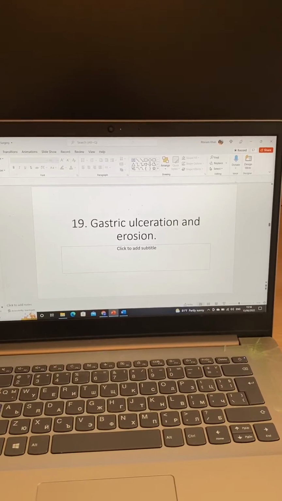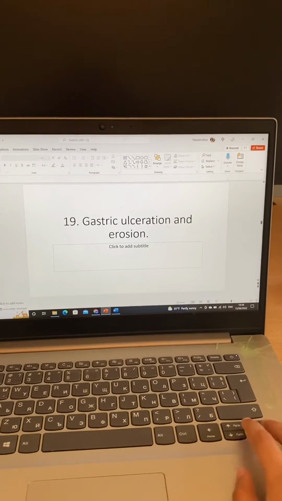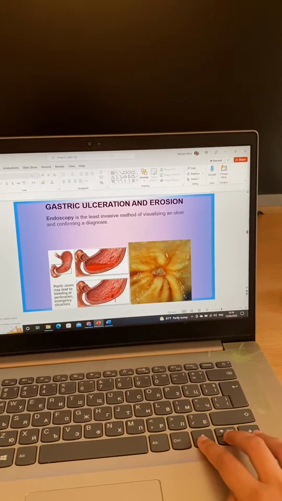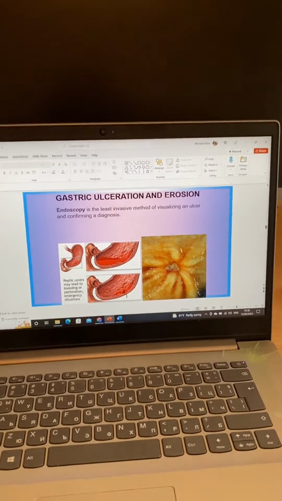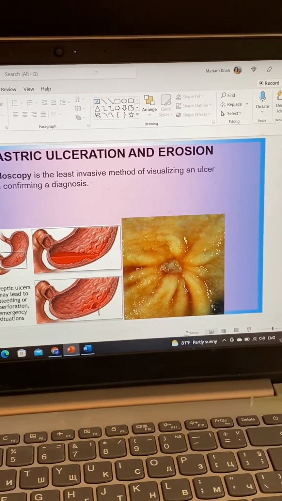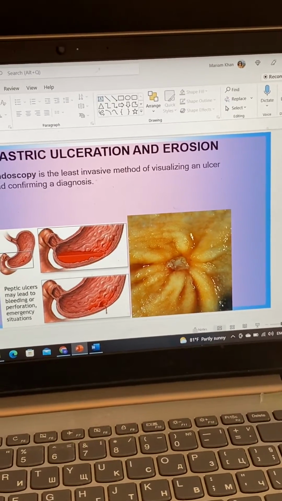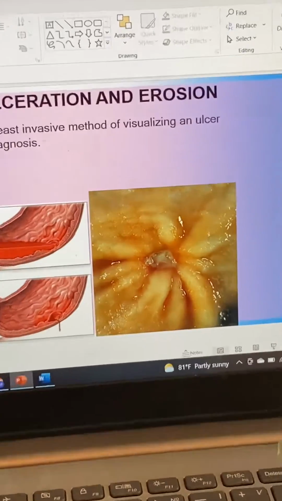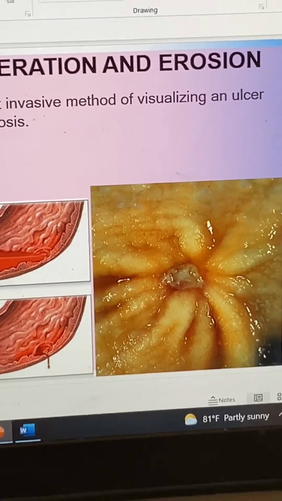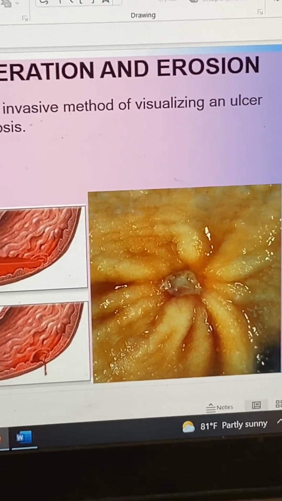Okay, gastric ulceration and erosion. So, before we go into it, what is an ulcer? An ulcer is basically a mucosal defect through the muscularis mucosa and submucosa. It can even be deeper, so you can see it's quite penetrative into the layer. So again, muscularis mucosa, submucosa, or deeper.